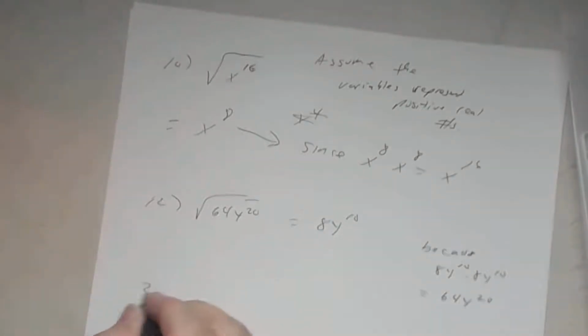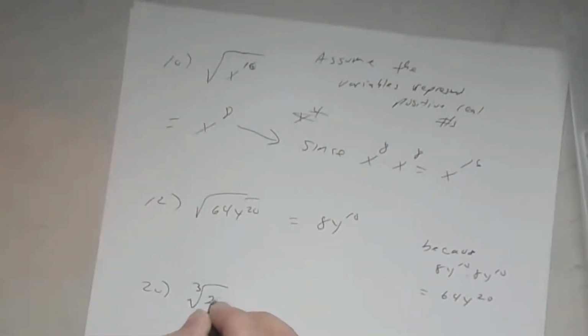Let's look at number 20. The cube root of 27 is what? What number times itself three times is 27? 3. 3 times 3 times 3 is 27. The answer is 3. So that's how that works.